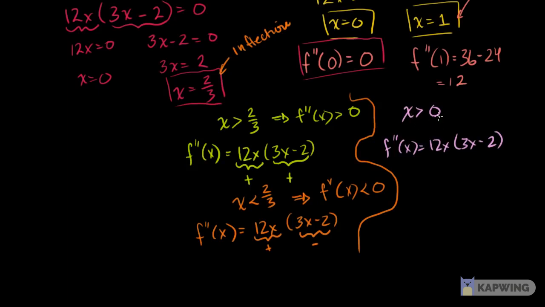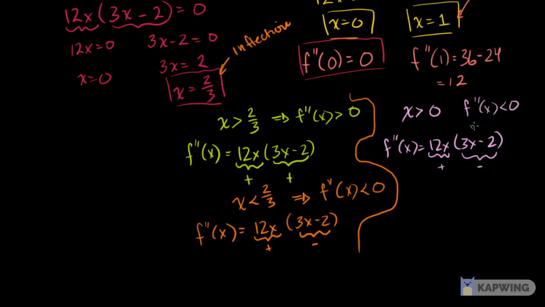So if x is greater than 0, this thing right here is definitely going to be positive. And then this thing right here, when you go right above 0, we have to make sure to be very close to this number. So let's say it's 0.1, right above 0. This isn't going to be true for all x greater than 0. We just want to test exactly what happens right above 0. So if this was 0.1, you would have 0.3, and 0.3 minus 2 would be a negative number. So right as x goes right above 0, this thing right here is negative. So as x is greater than 0, the second derivative is going to be less than 0.